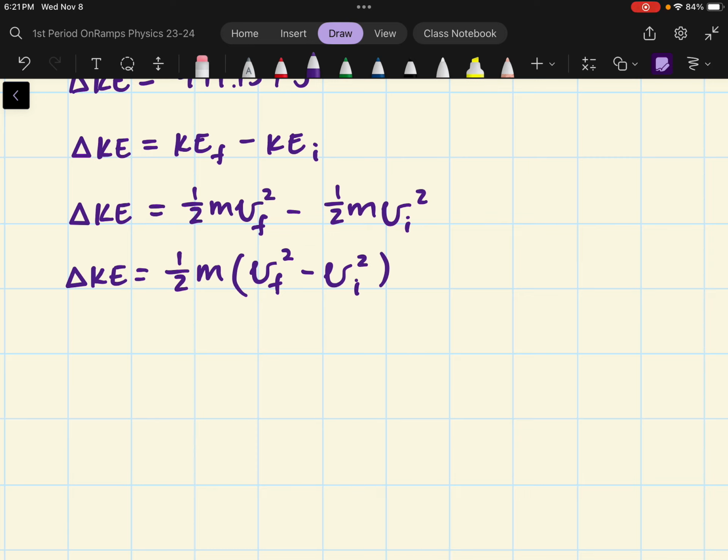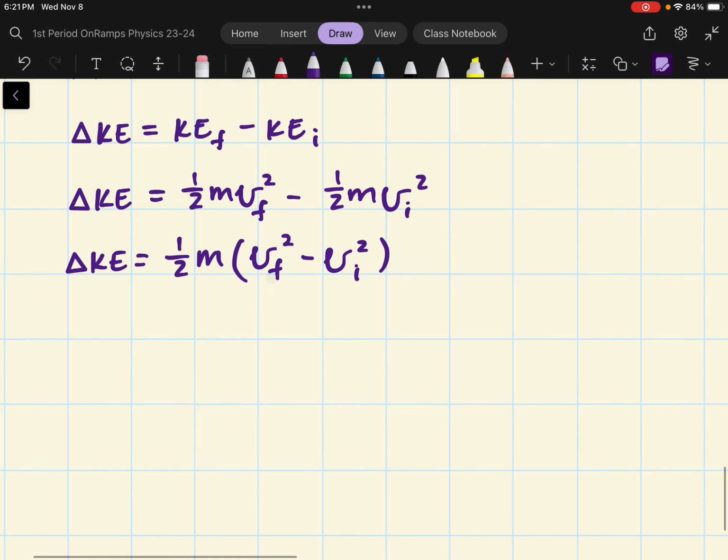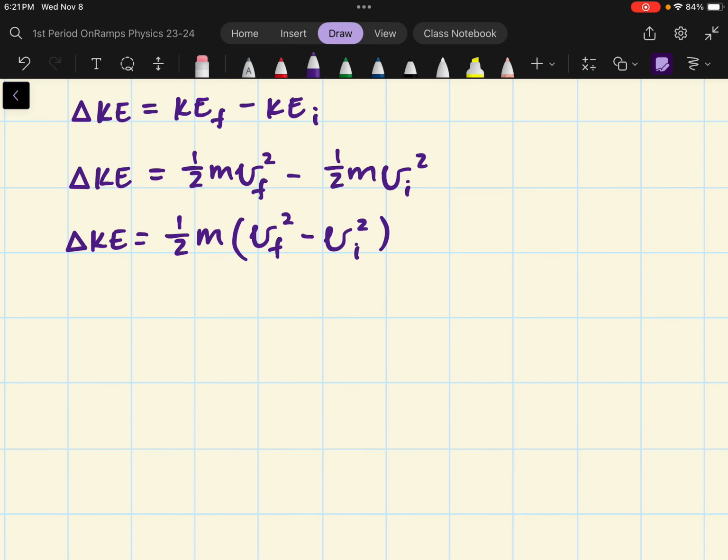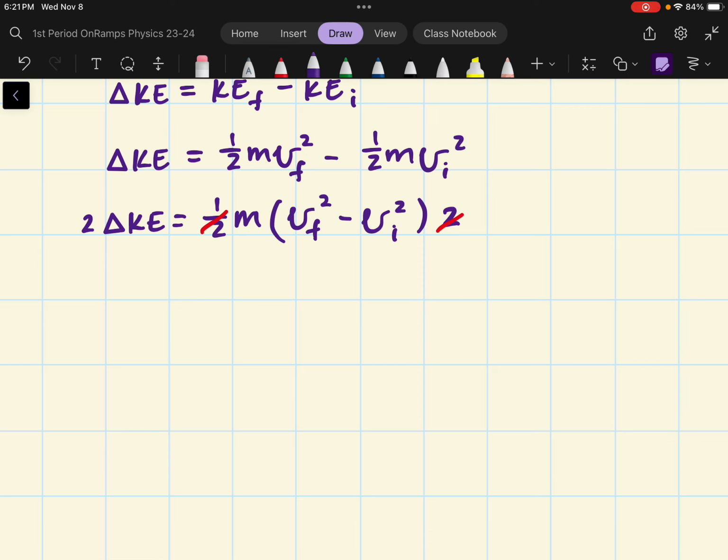If you remember the given information, we know the mass and the initial velocity. We found the change in kinetic energy. So now this is just algebra. We have to solve for final velocity. Let's get rid of that fraction. And then we have twice the change in kinetic energy is equal to the mass times the difference of the squares.